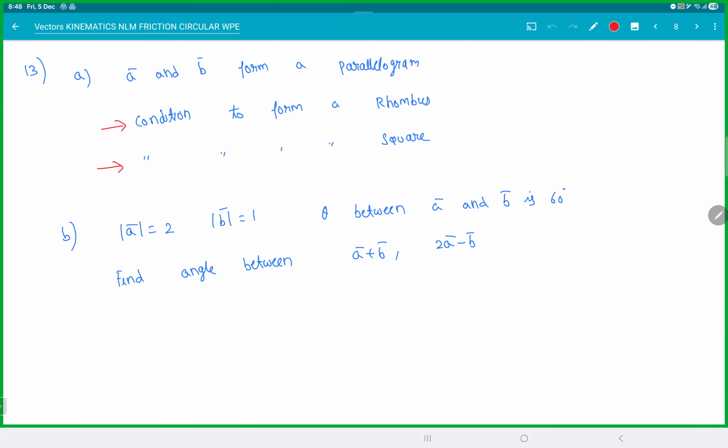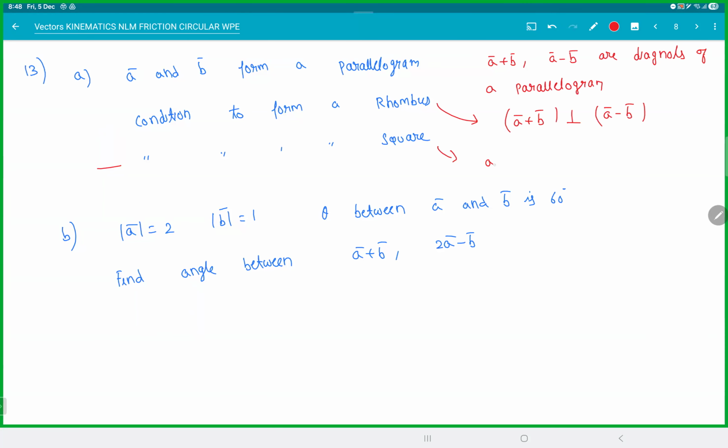So what's the condition for a rhombus? In a rhombus, the diagonals are perpendicular. First thing, you should know this. So A plus B bar and A minus B bar are the diagonals of a parallelogram. So the condition for a rhombus: A plus B bar must be perpendicular to A bar minus B bar. You could have also said the sides are equal. It would have still worked.